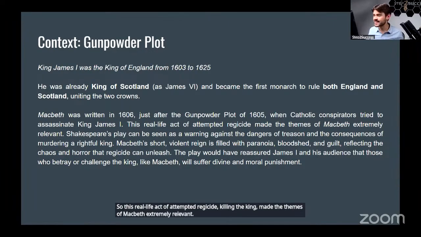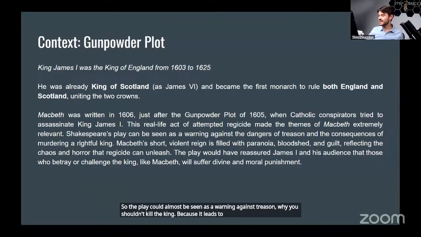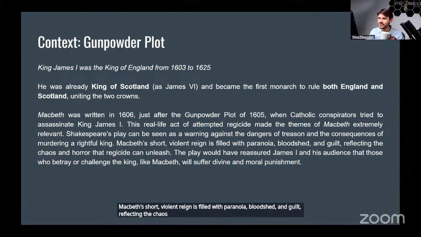It shocked and scared a Shakespearean audience even more, because these fears were based in reality. So the play can almost be seen as a warning against treason, why you shouldn't kill the king, because it leads to consequences. It leads to your own death because you've gone against God. Macbeth's short, violent reign is filled with paranoia, bloodshed, and guilt, reflecting the chaos and horror that regicide can unleash. And the play would have reassured James I that those who betray or challenge the king will suffer divine and moral punishment.